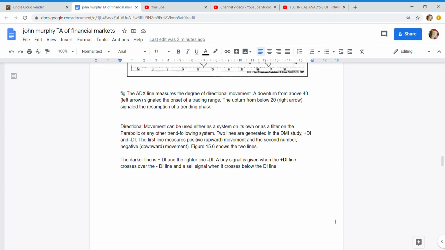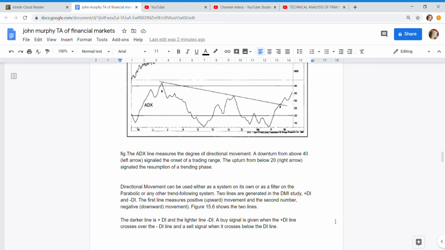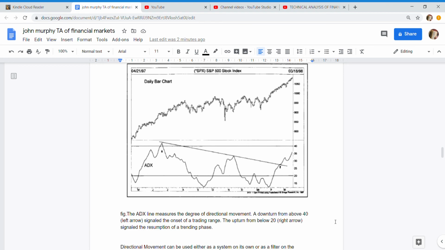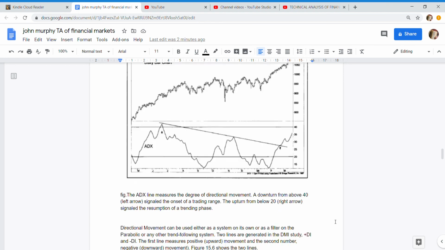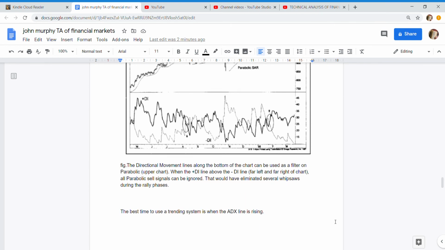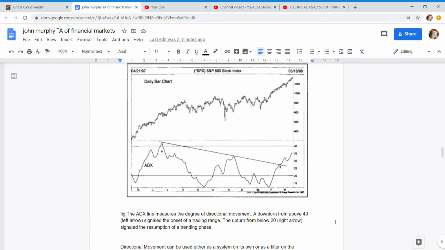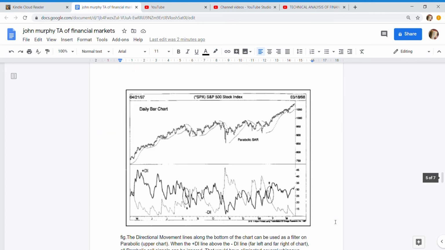Two lines are generated in the DMI study, plus DI and minus DI. The first line measures positive upward movement and the second number, negative downward movement. Figure 15.6 shows the two lines. The darker line is plus DI and the lighter line minus DI. A buy signal is given when the plus DI line crosses over the minus DI line, and a sell signal when it crosses below the line.